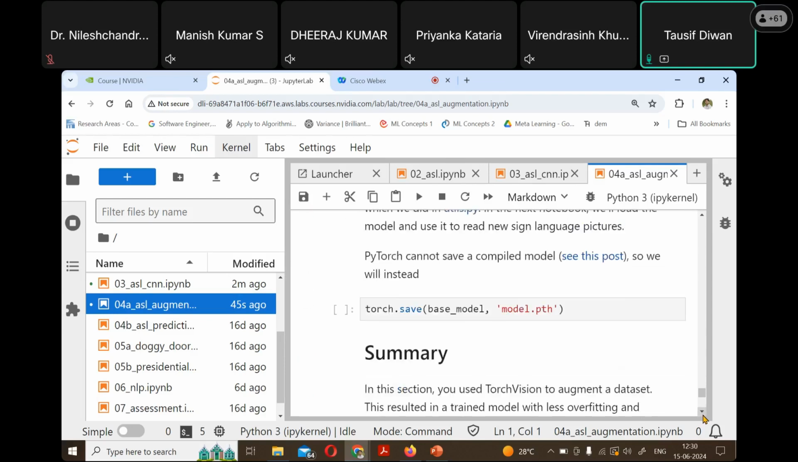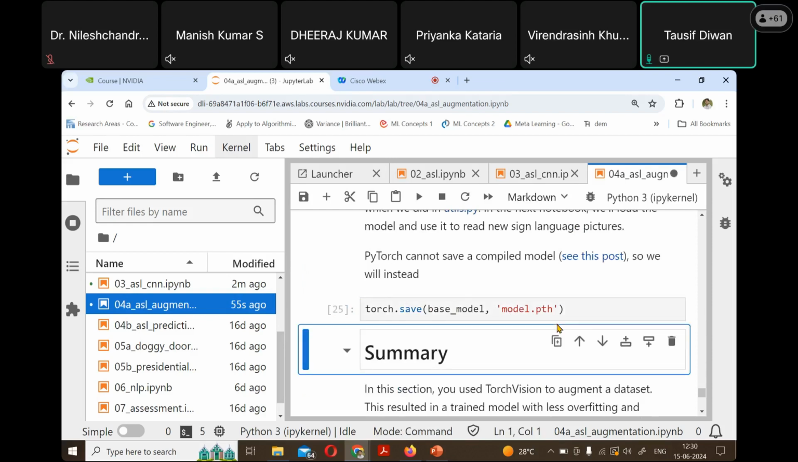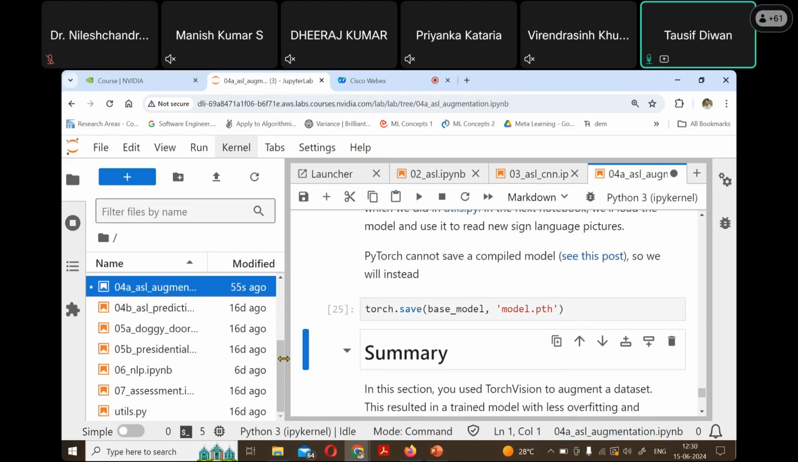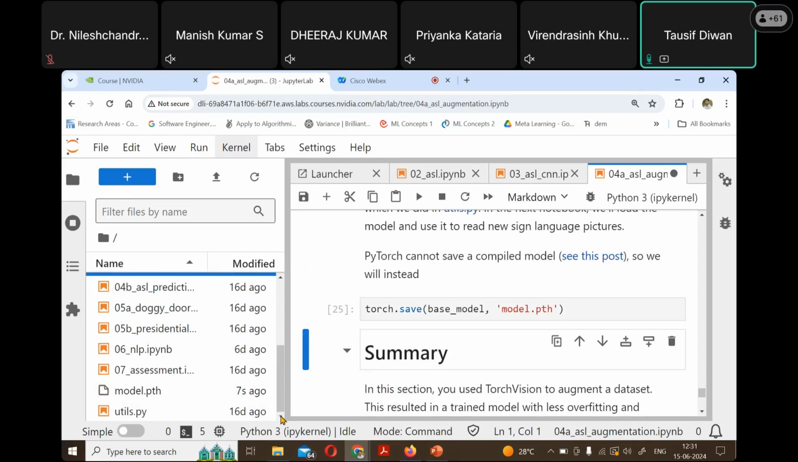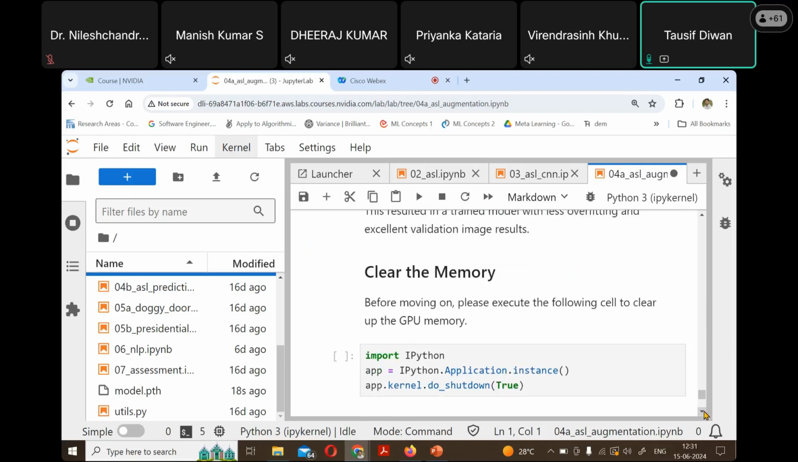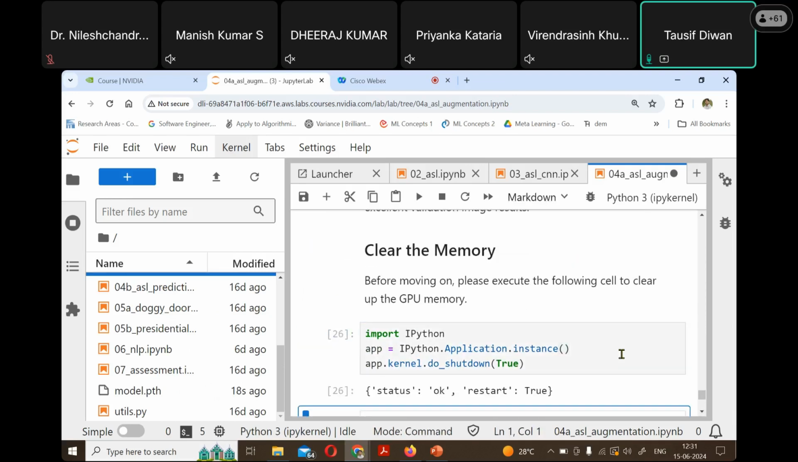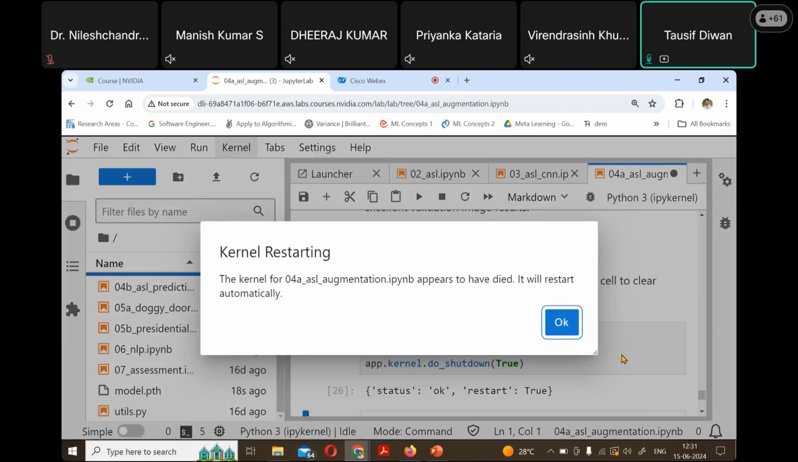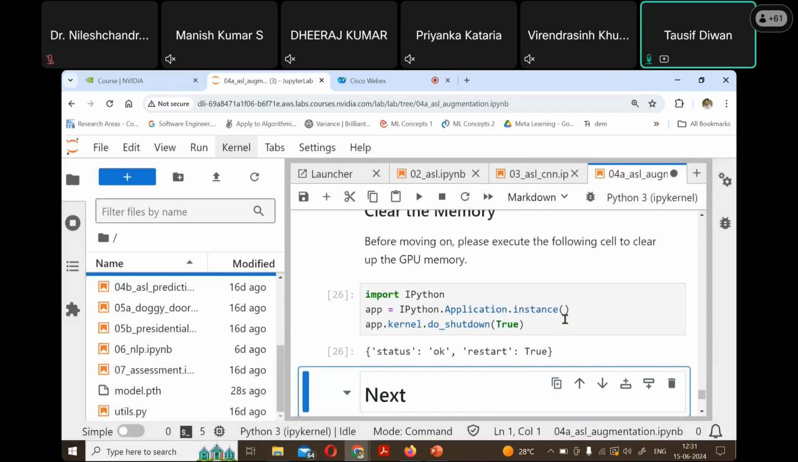Now just save the model. torch.save, the base model, and this is the name, model.pth. Now here we can see the model is saved in this directory only. Just look at this, model.pth is saved over here. Fine. Now we can clear the GPU memory. In the next notebook, the model is deployed on the cloud, and we will see how we can use the deployed model.